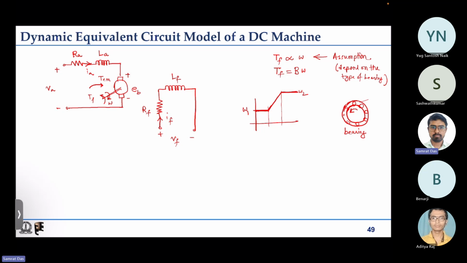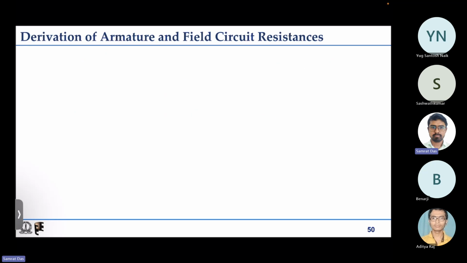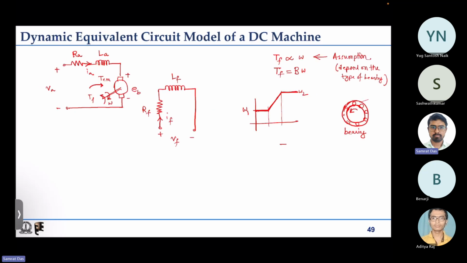But in the rising portion, you can understand that there will be some additional torque requirement, which will be required to raise the motor speed from omega 1 to omega 2. In that duration, the additional torque that will be needed to overcome the inertia, the inertial torque Ti, is proportional to the rate of change of speed, and that is indicated as J. So there is the moment of inertia also.